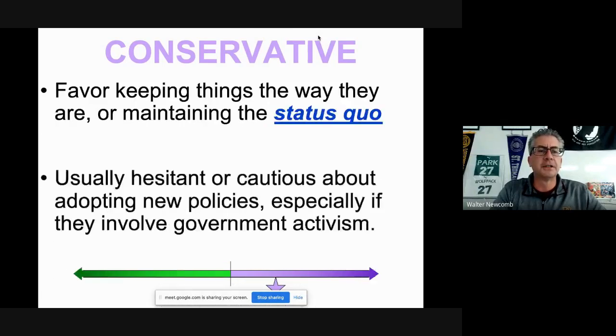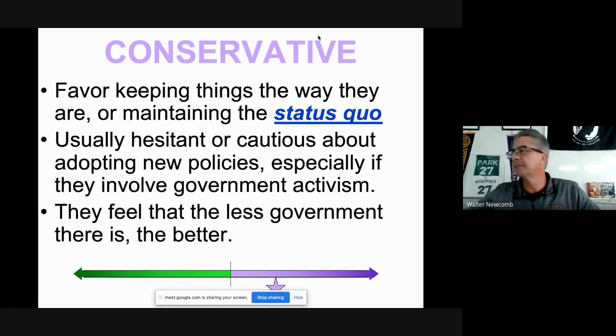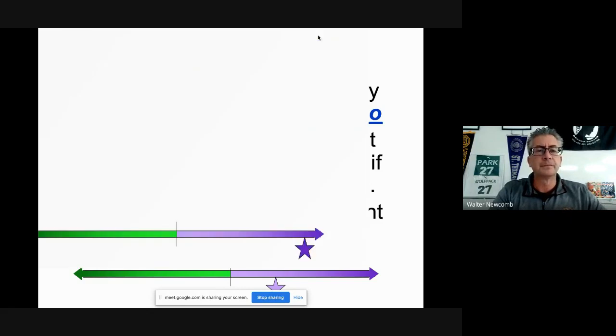So when we talk about conservatives, they tend to keep things with the status quo. Let's just maintain it. They're usually hesitant or cautious about adopting new policies, especially if it involves government activism. They feel the less government there is, the better. Perhaps conservatives would think the local level government might be the best government to be active in your life, so less federal government, more local, that could be city, county, perhaps even state. They might look for other groups or agencies to create some change. This is where volunteer action might fit in, and Herbert Hoover, possibly.